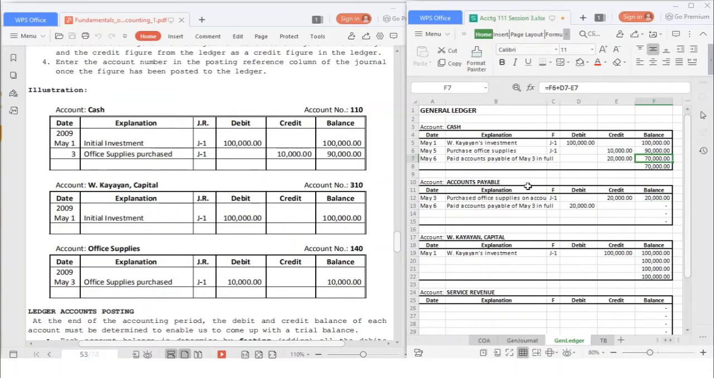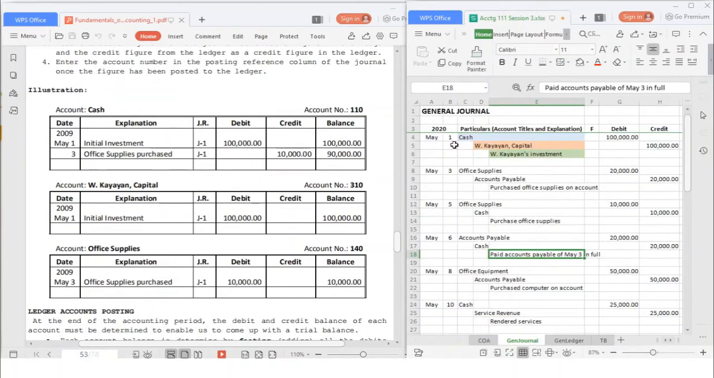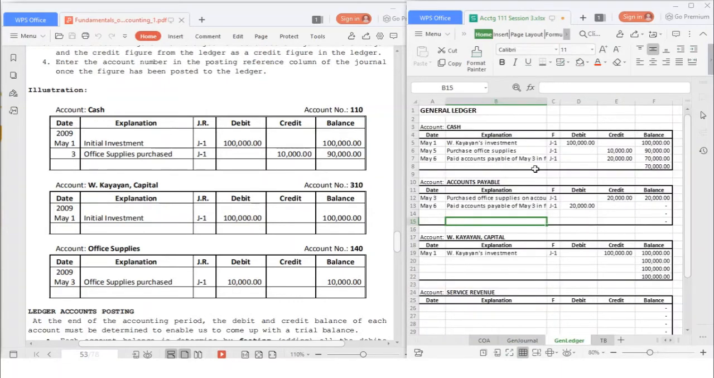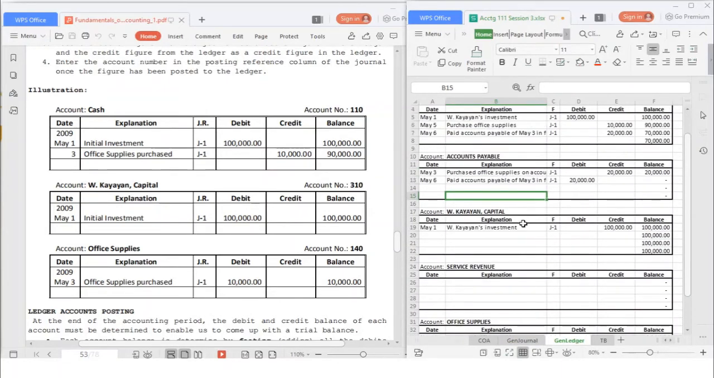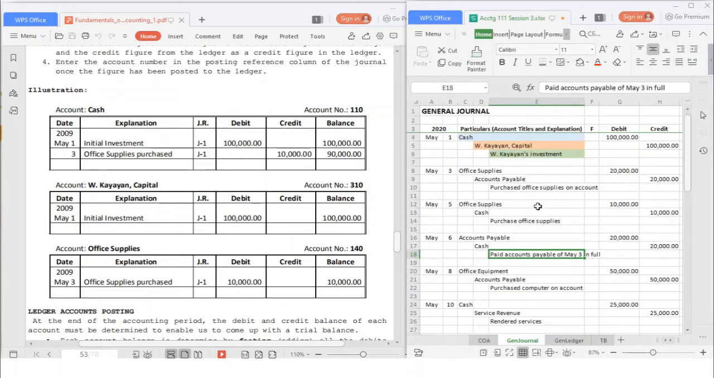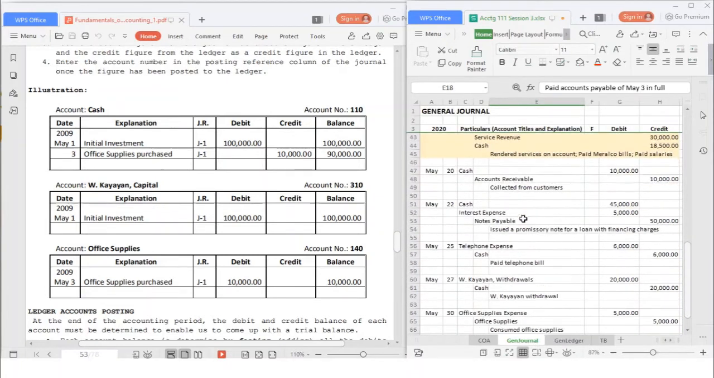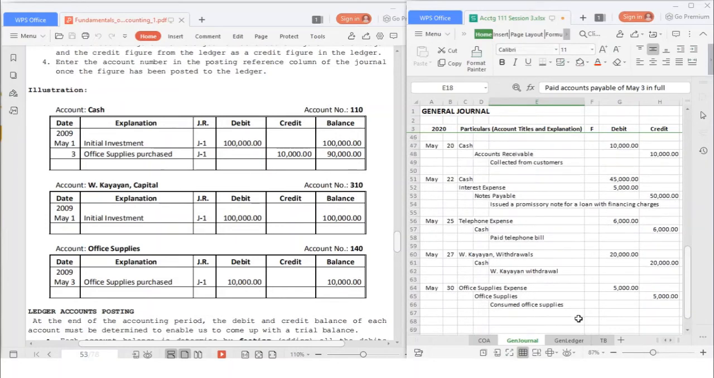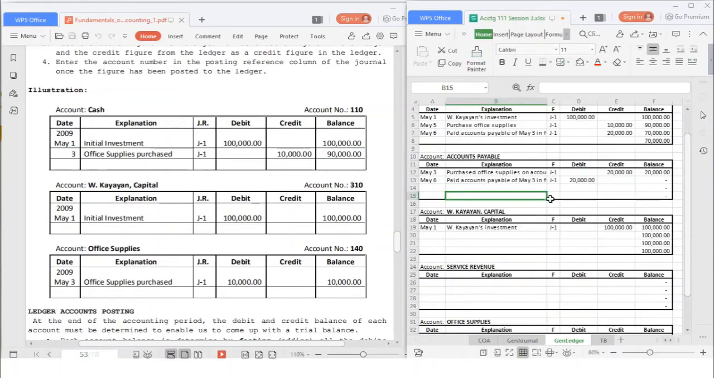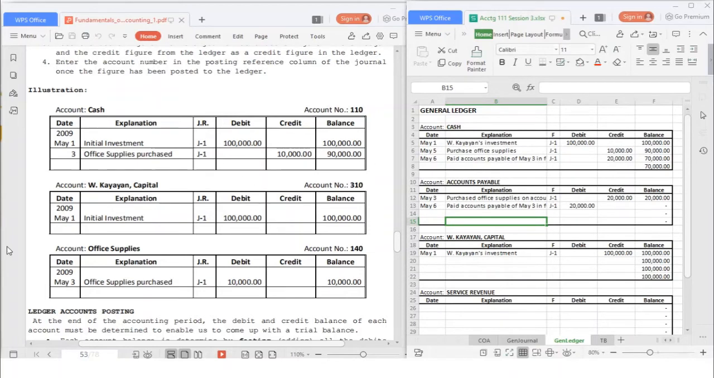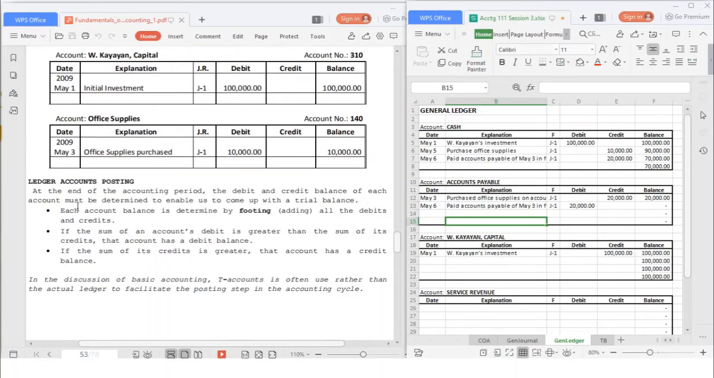So, that is the process in your general posting. You do it one by one. Each entry in your journal, you transfer to its specific ledger. So, all entries until May 30 you transfer to your general ledger. So, ledger accounts posting.